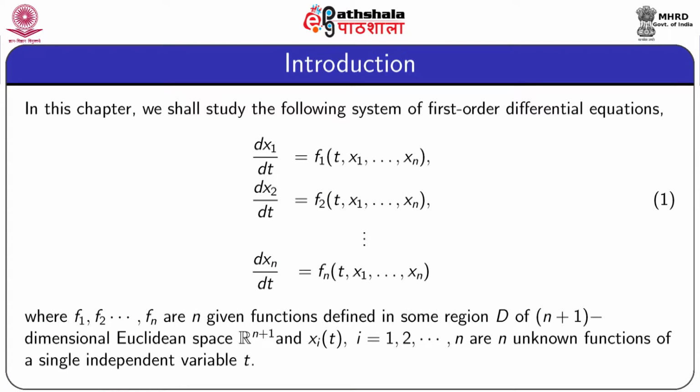of the solution. In this chapter, we will study the following system of first order equations of the form dx1/dt is equal to f1, which is a function of t, x1, x2, ..., xn; dx2/dt equal to some function f2; dxn/dt some function fn, which is again a function of t, x1, x2, ..., xn, where f1, f2, ..., fn are n given functions defined in some region D of (n+1)-dimensional Euclidean space, and xi's, i = 1, 2, ..., n, are n unknown functions of a single independent variable t.